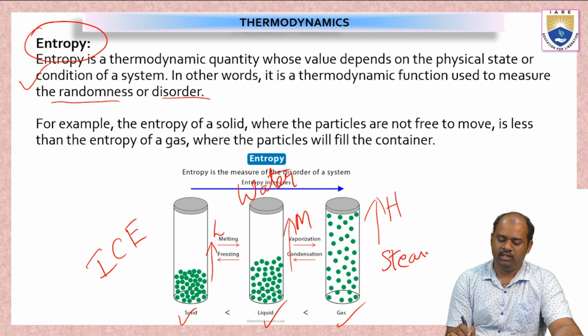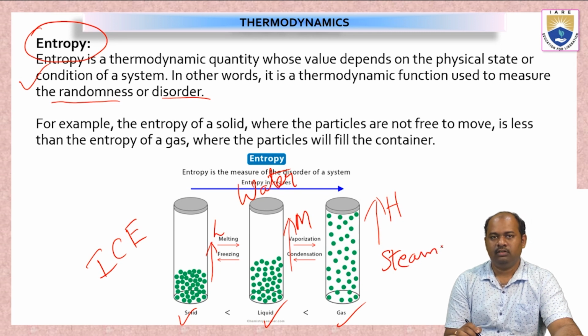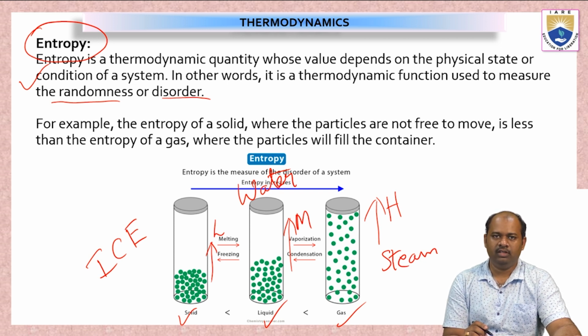Now when there is steam, what happens? The particles inside the steam are very randomly arranged, and the degree of disorderedness, or the entropy, is very high in case of steam. So this is the basic definition of entropy. The degree of disorderedness of any system, not only water, any system will have entropy.